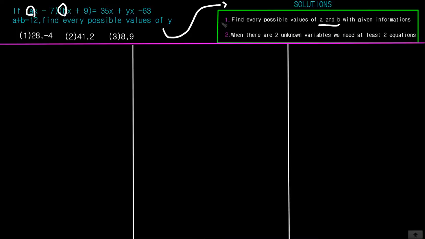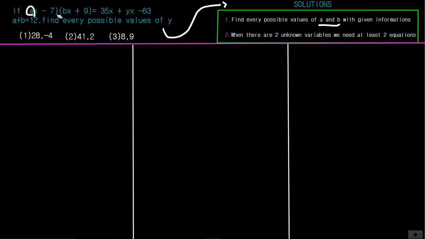And in the second step, we need to always remember that if there are two unknown variables, we need at least two equations. The reason is because let's say there is an equation a plus b, and that is equal to 100. We want to find the exact value of a, but we cannot find it because there are two unknown variables unless there is one more equation.